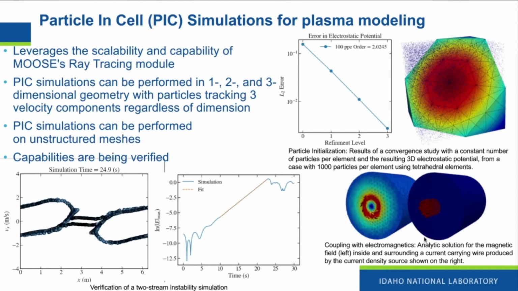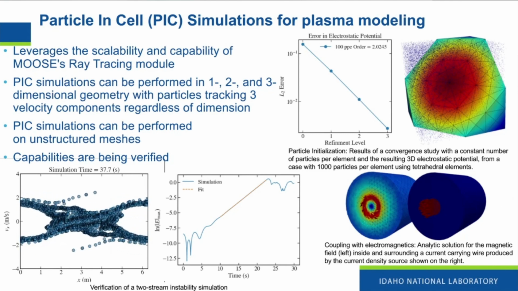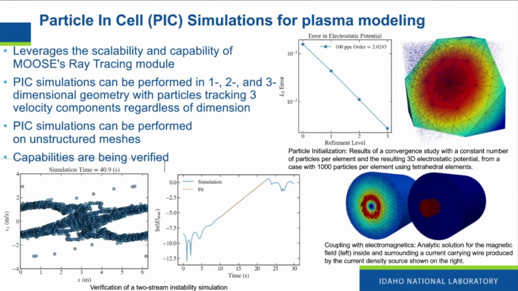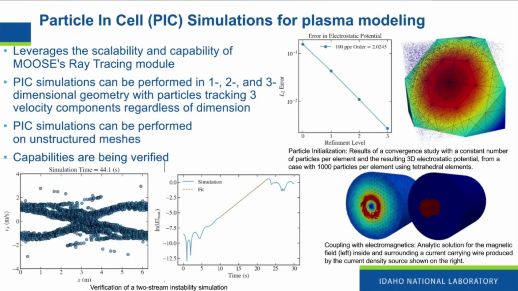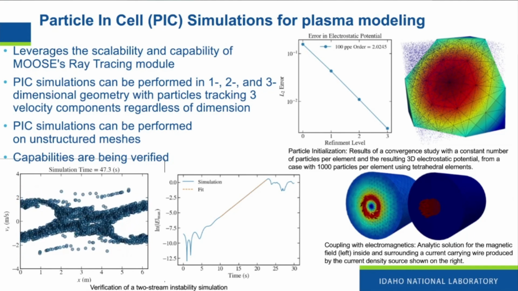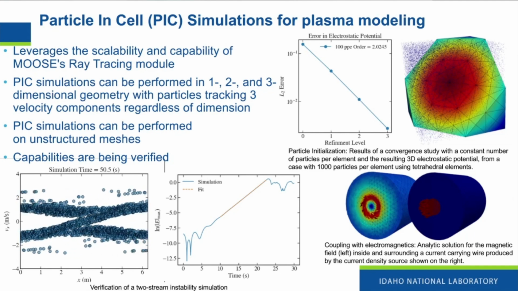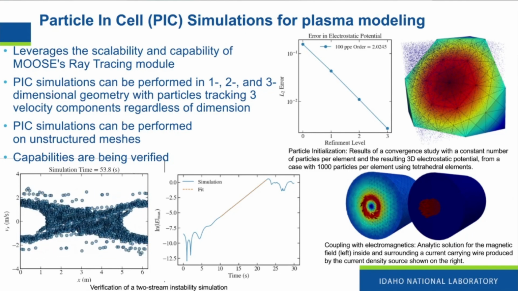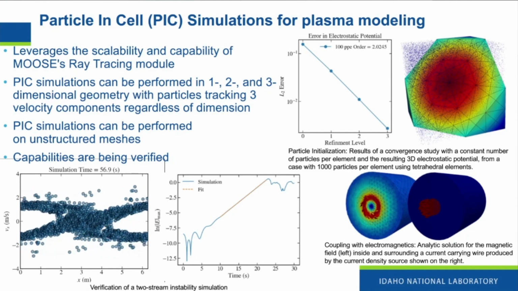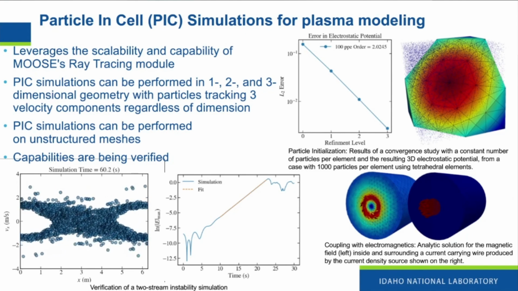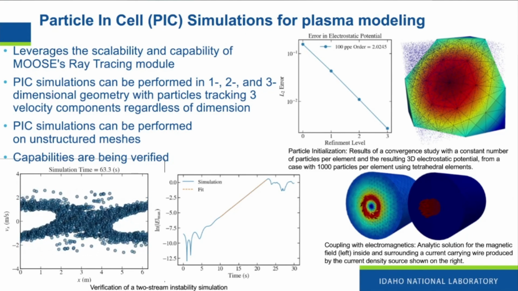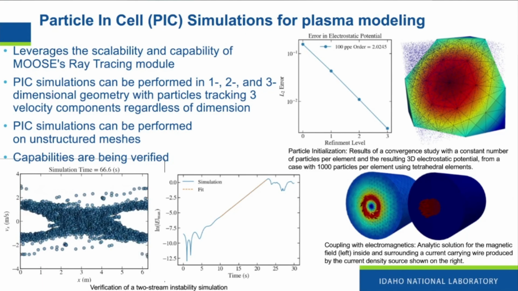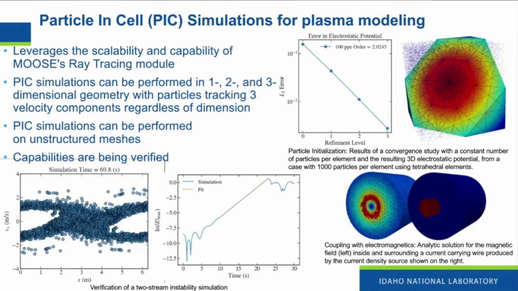Some of the next steps are going to be coupling those with the electromagnetic module in MOOSE to be able to do some high-fidelity simulation of the plasma. Again, you kind of see the ethos of this type of development: developing the capability, verifying the capability, and then when there's a gap, coupling it with other models or other capabilities already available within MOOSE to accelerate that development and the multiphysics simulations.